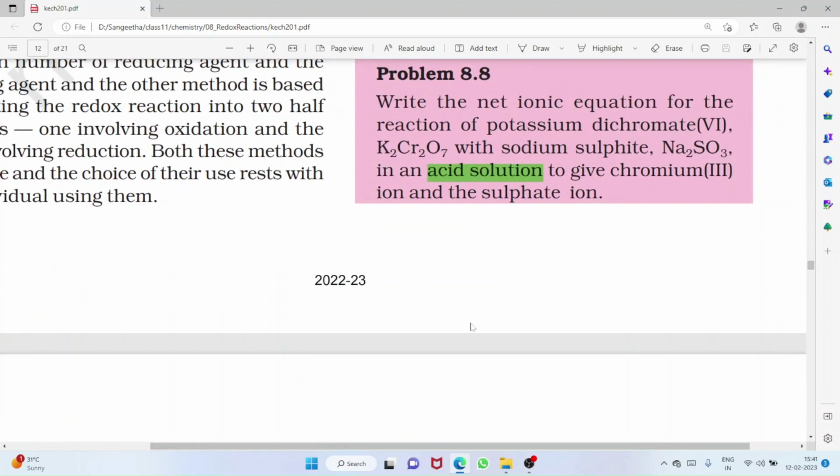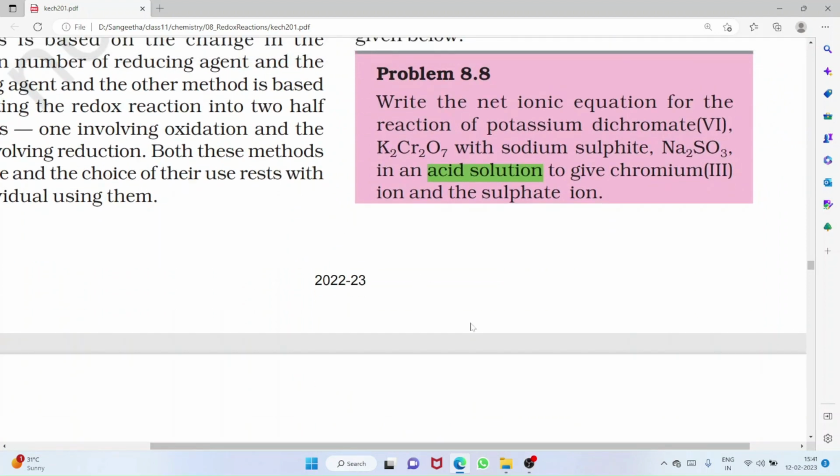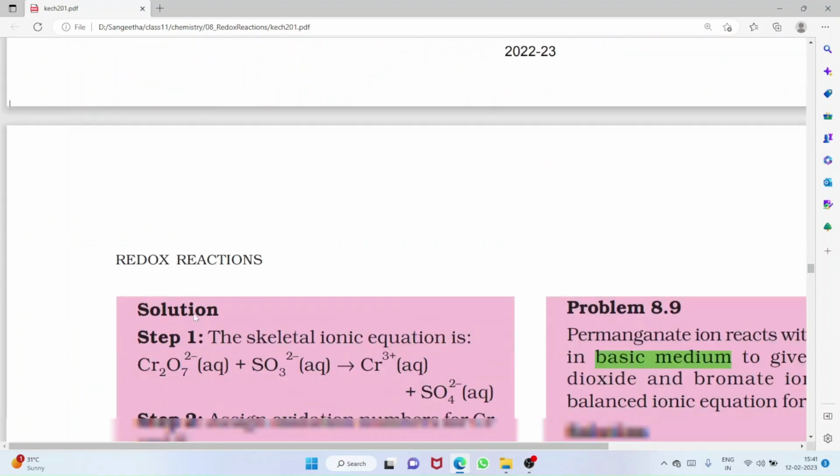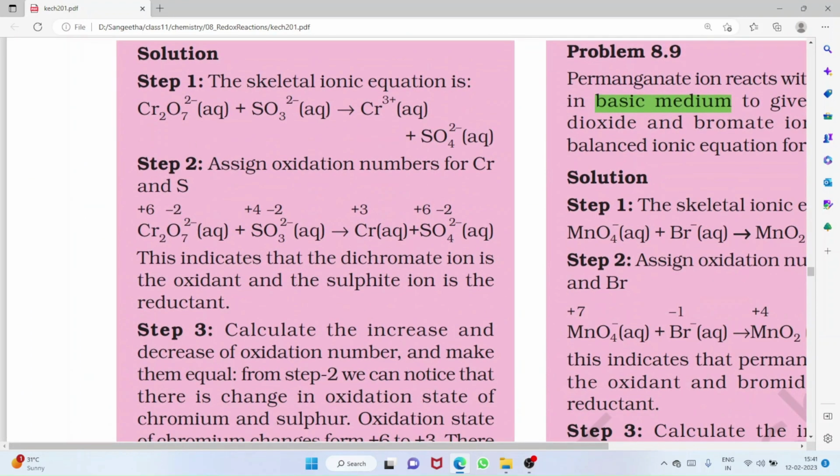Write the net ionic equation for the reaction of potassium dichromate with sodium sulfite in an acidic solution. That is important. This is an acidic solution. Here you'll see how to balance the equation in an acidic solution. So first you have to write the skeleton equation like this.